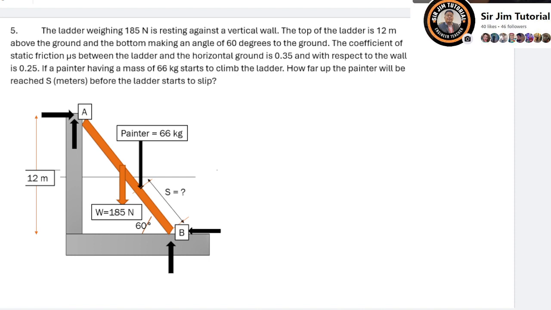I'd like to do some tutorials with this problem on the friction applied on the ladder, as you can see in this figure. So let's read this one. This is a ladder weighing 185 Newton. You already have this in this figure. And then this is resting against a vertical wall. And then the top of the ladder, as you can see, is 12 meters from the ground. And then you have at the bottom make an angle of 60 degrees. So you have here this 60 degrees.